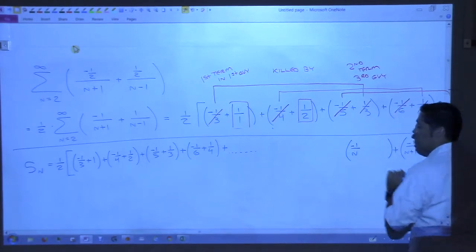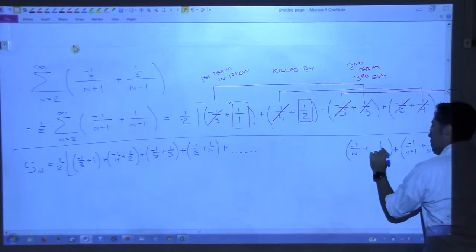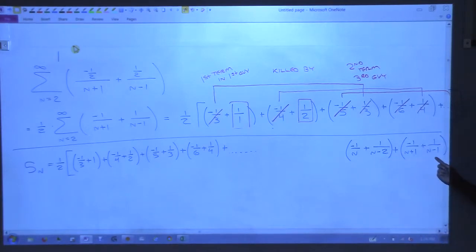Negative 1 over n, right? So that's 1 less than that. And then what's 1 less than this? 1 over n minus what? 2, right? So that number there is 1 less than that number, and that number there is 1 less than that number.